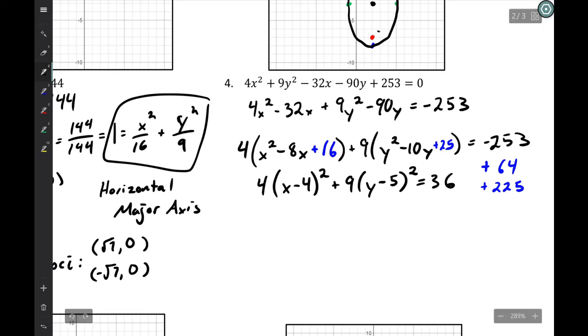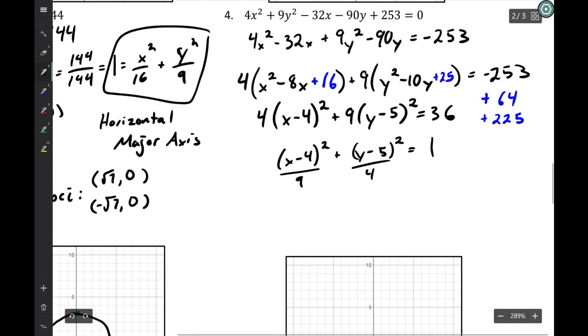To get it in the right form, I'm just going to divide by 36 and end up with x minus 4 squared over 9 plus y minus 5 squared over 4 is equal to 1. Once I have this information, I can find my a, b, and c.